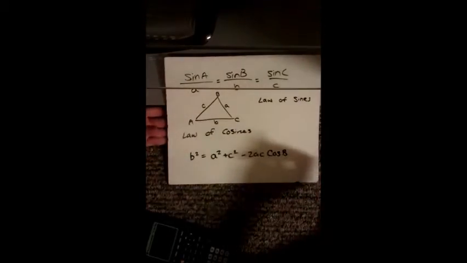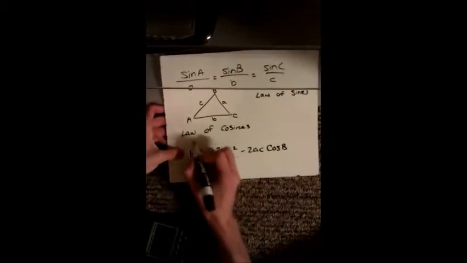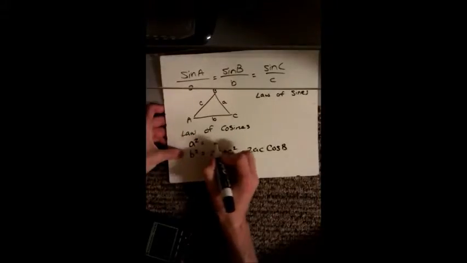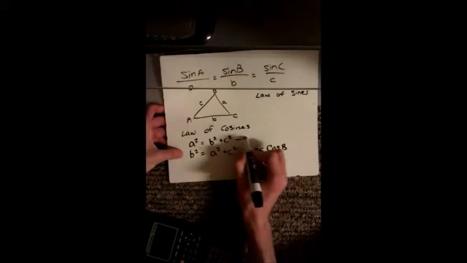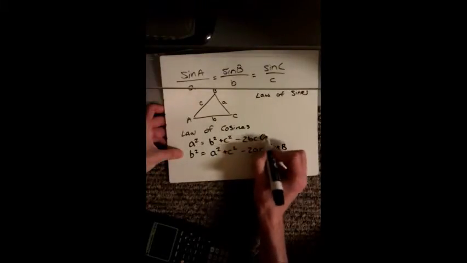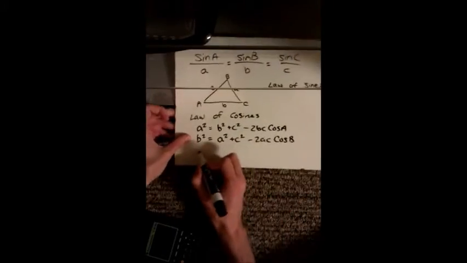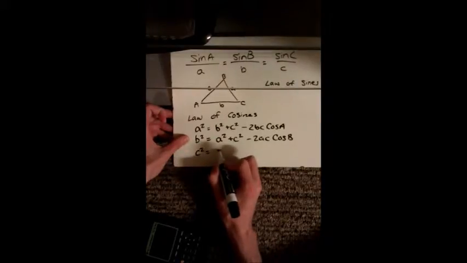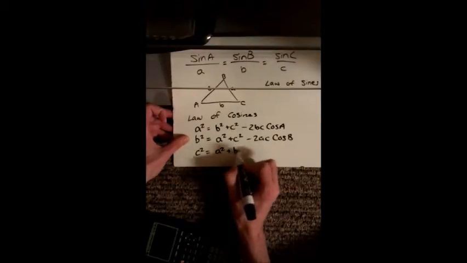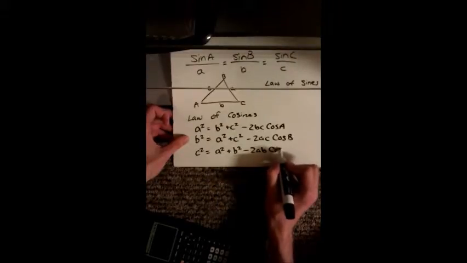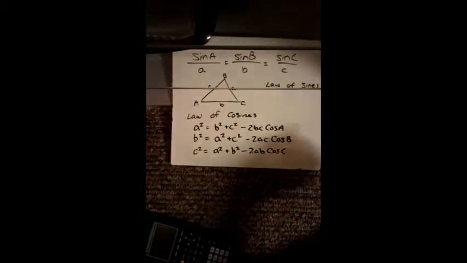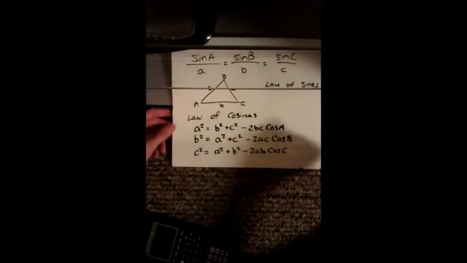So you might have got the impression that there are more equations. There's also one that starts with a squared equals b squared plus c squared minus 2bc cosine of A, and then also one that starts with c squared. So again, all I'm really doing here is shifting the letters around. It's voodoo magic, you might say. There's no tricks. It's just depending on which angle you're looking at.